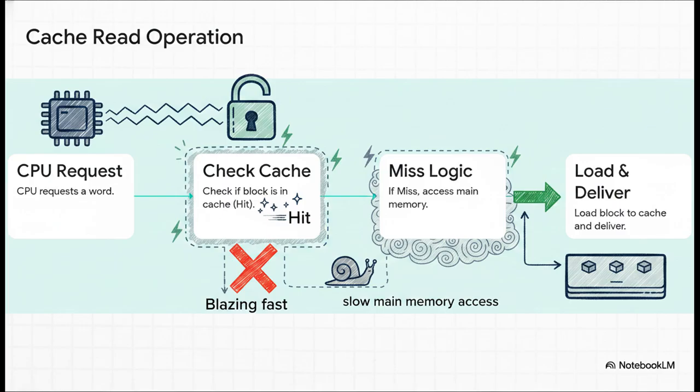It checks the desk. If the data is sitting right there, boom, we call that a cache hit, and the worker uses it immediately, blazing fast. But if it's not there, we get a cache miss. The system then has to trudge all the way down the hall to the main memory, bring the whole block back, load it into a cache line, and then deliver the data.